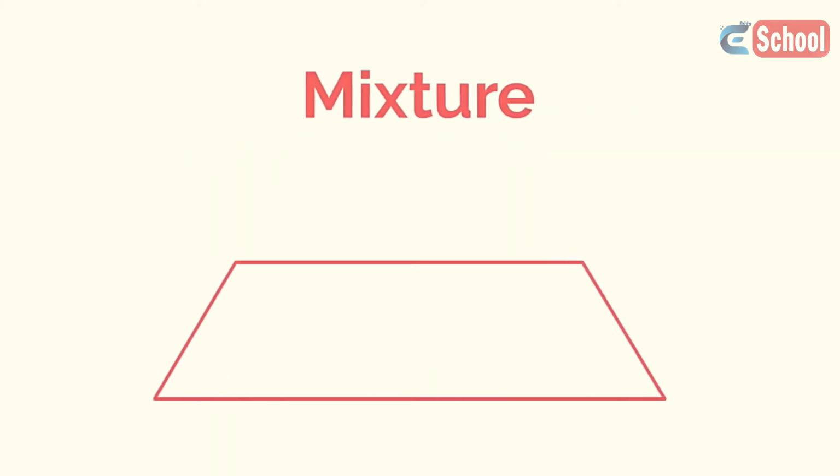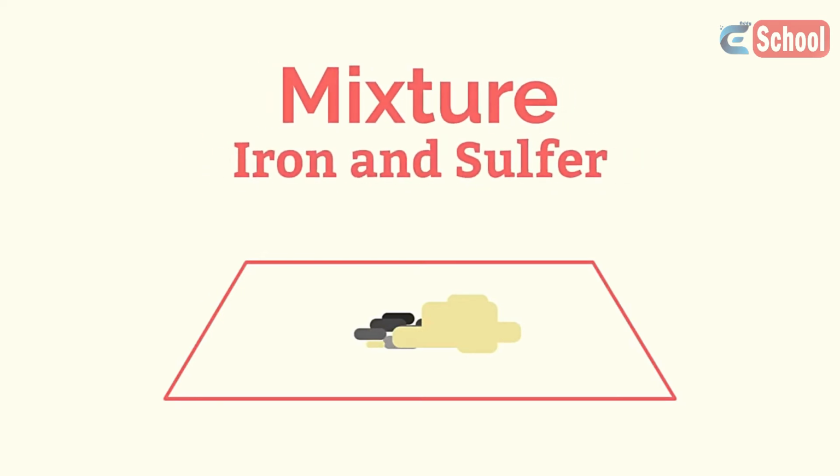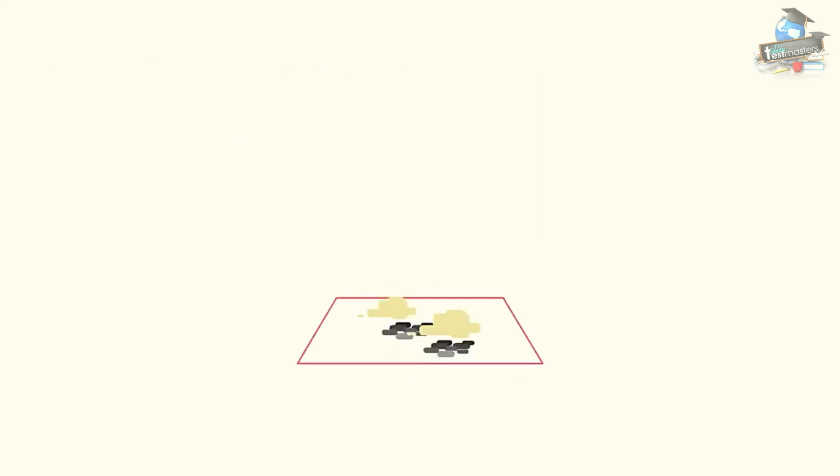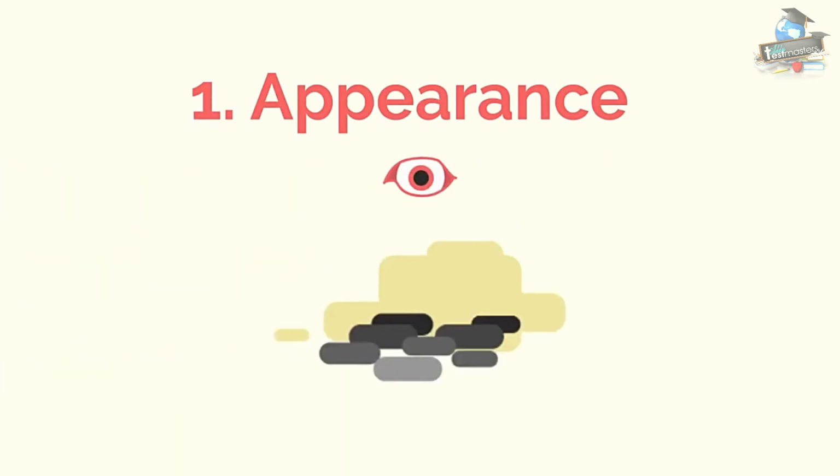So now let's look at performing those same 4 tests on a mixture of iron and sulfur. Some iron filings and sulfur powder are mixed together on a piece of paper, and we now have a mixture of iron and sulfur. If we add a bit more iron and mix, we still have a mixture of iron and sulfur. We could add a bit more sulfur and mix. It's still a mixture. As said earlier, the components of a mixture, in this case iron and sulfur, are not in fixed proportions.